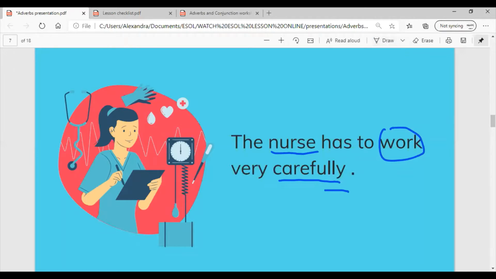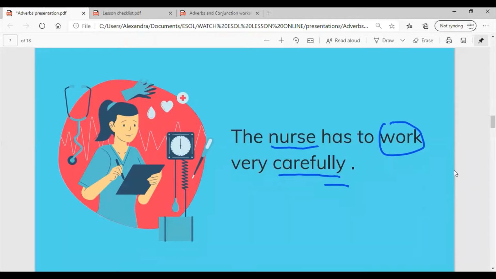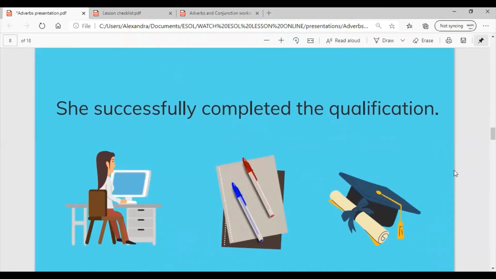But going back to this sentence, we have the nurse has to work very carefully. Nurse is our noun, work is our verb, and the adverb, which describes our verb, is carefully. And we've got the special ly on the end, which also tells us that it is the adverb. Okay, so for our next sentence, she successfully completed the qualification.